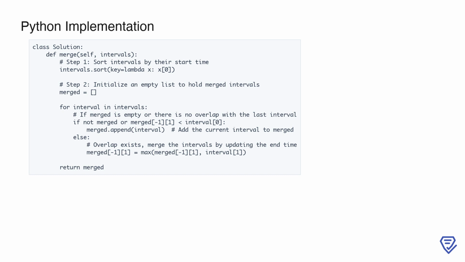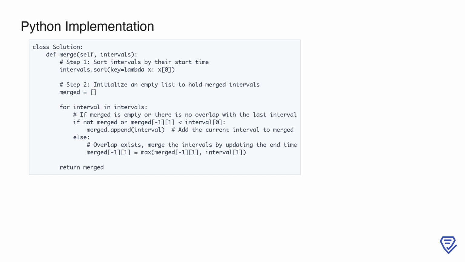Here's the step-by-step explanation. 1. Sorting the intervals. We begin by sorting the list of intervals based on their start times. Sorting ensures that we process the intervals in sequential order, which makes it easier to identify and merge overlapping intervals. The sorting operation has a time complexity of O(n log n), where n is the number of intervals. 2. Initialization. We initialize an empty list called merged. This list will store the merged intervals as we process the input.